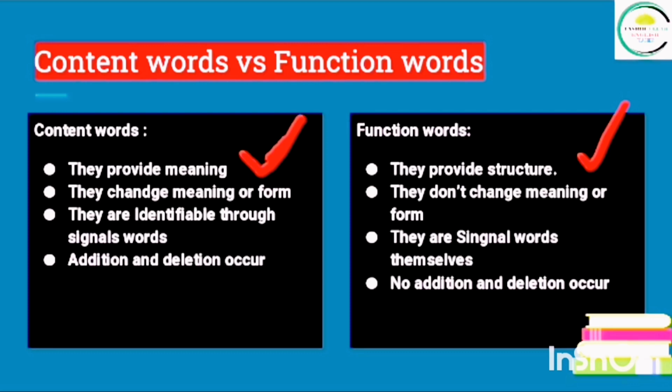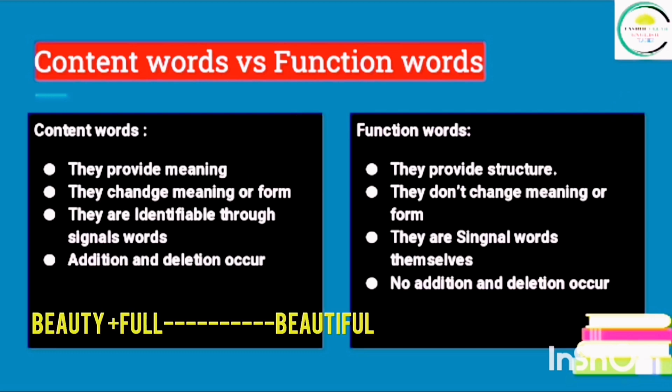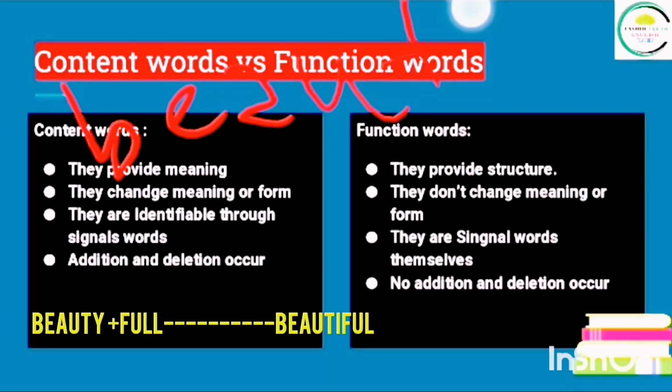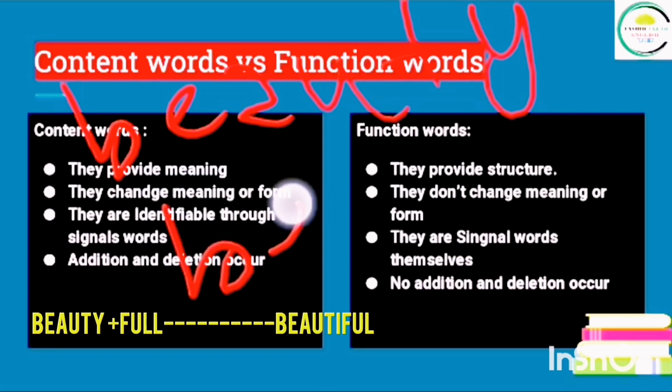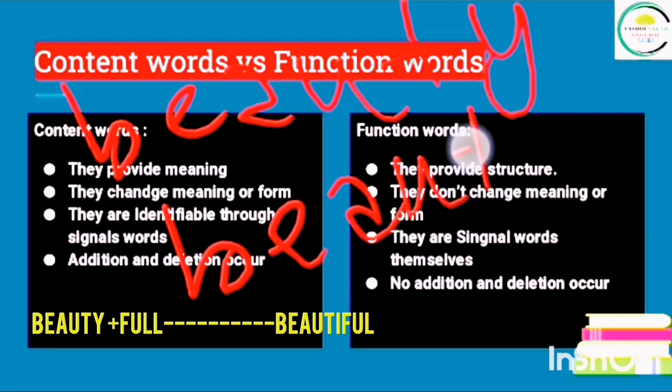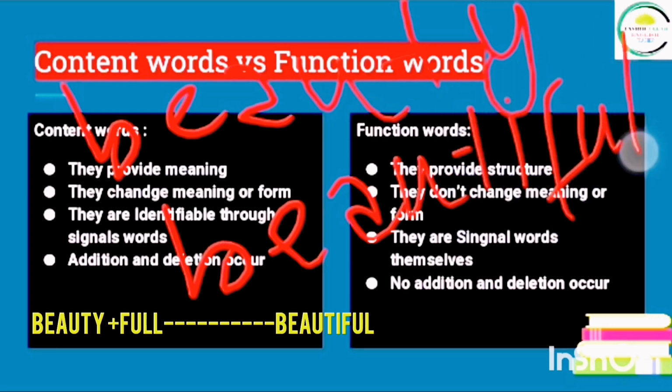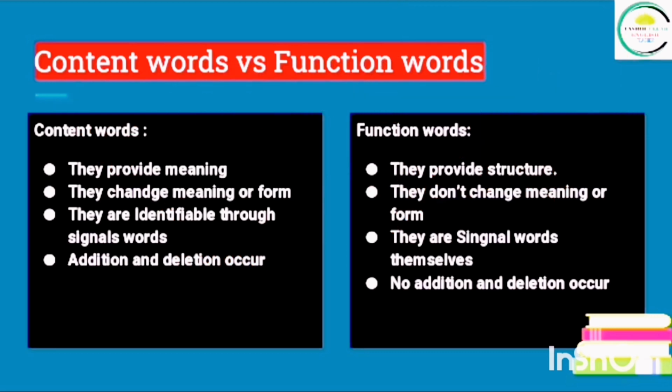For example, look at the example beauty. So beauty is a noun. If we add the suffix full to the word beauty, it becomes beautiful. And beautiful is an adjective. So the noun beauty changes into an adjective beautiful by adding the suffix full. Okay. And look at the example happy.